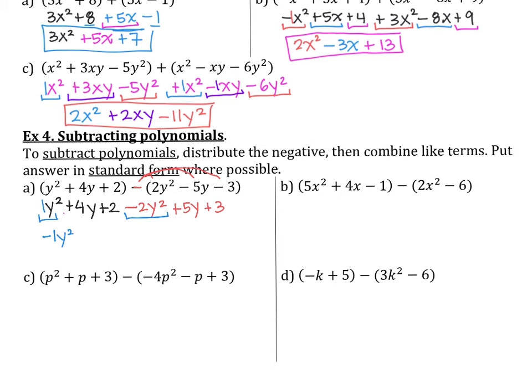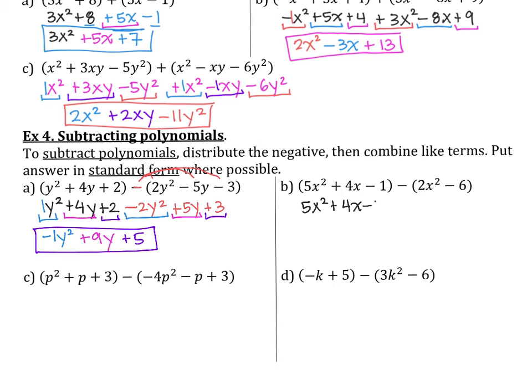Okay, let me look for the y terms. I have a positive 4y plus 5y. And I have positive 2 plus 3, so positive 5. So negative 1y squared plus 9y plus 5 is standard form, or I could write negative y squared plus 9y plus 5. Okay, B.